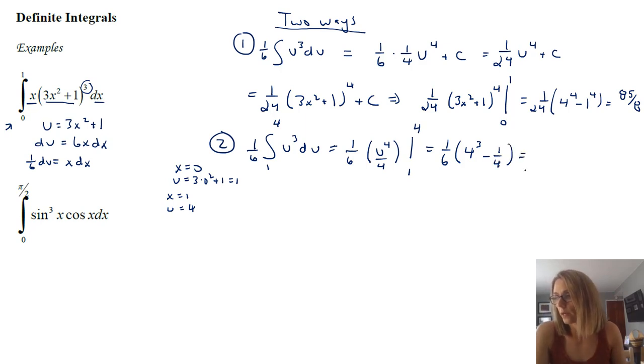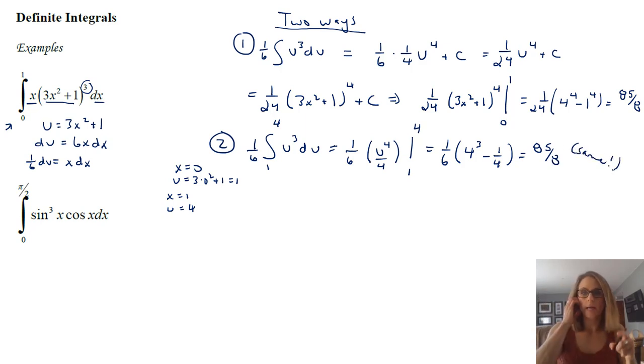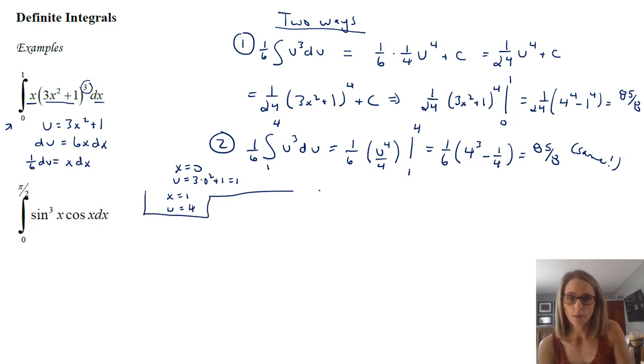And what you'll find out is that if you do in fact do this, you're going to get 85/8. So the answer is the same. And the idea there is, again, these two things are equivalent. It's just that in one of them you're doing a little more of the work right in the beginning, and in the top one you're doing a little more of the work at the end. But they get you to the same place. So there you go.